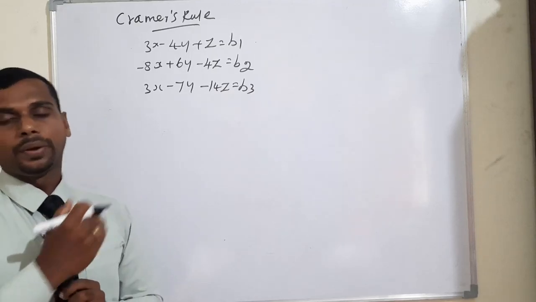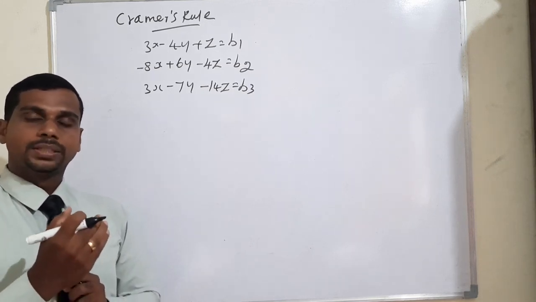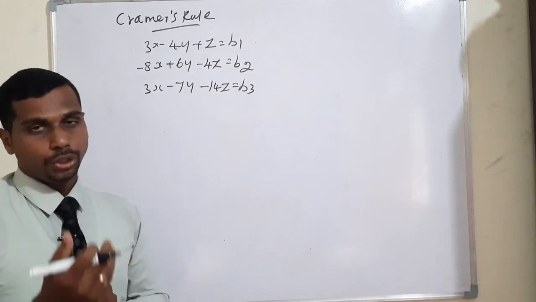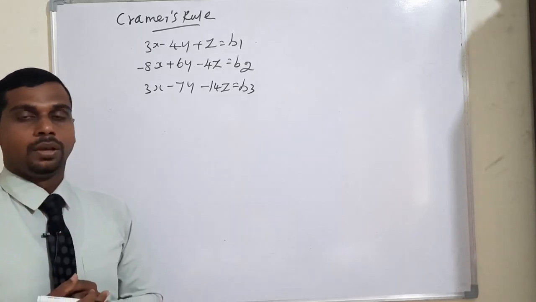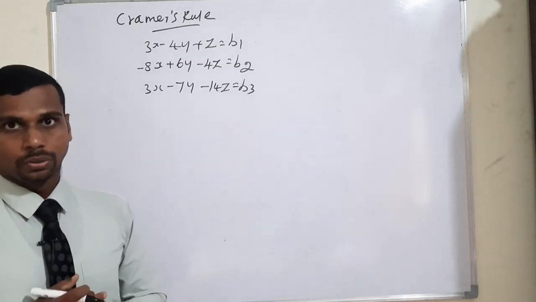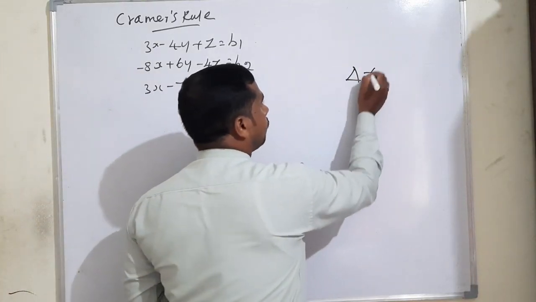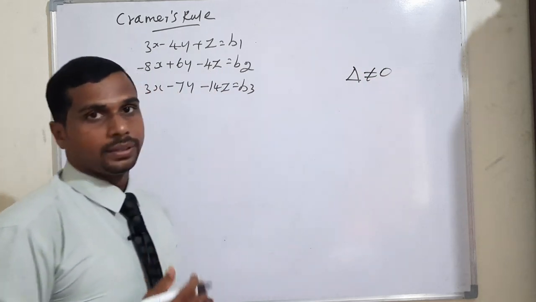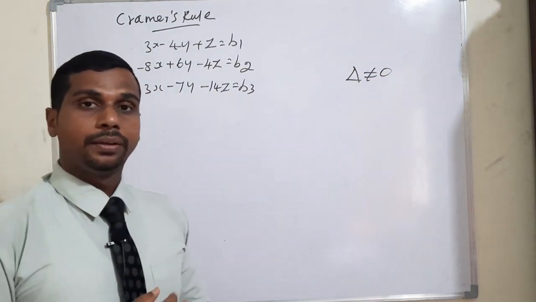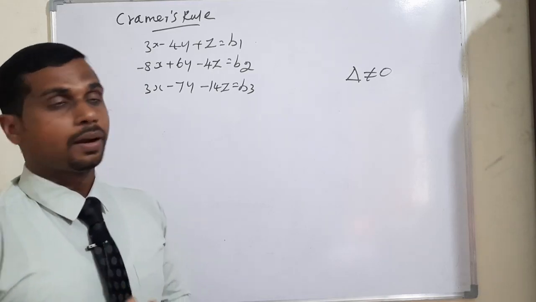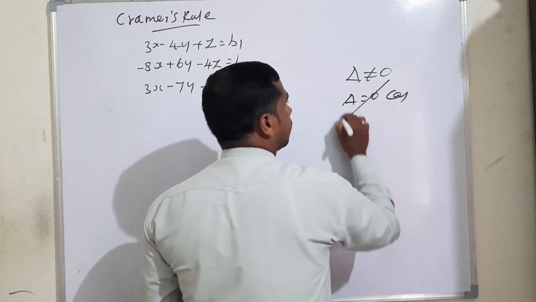When you apply Cramer's rule, it is always a square matrix form. Square matrix form means whether 3 into 3 or 2 into 2 or 5 into 5, only then can you apply Cramer's rule. Then it must also be non-singular. What is the meaning of non-singular? If you consider the whole determinant, del is always not equal to 0. That is called non-singular. When can't you apply Cramer's rule? If del is equal to 0, you can't apply Cramer's rule.